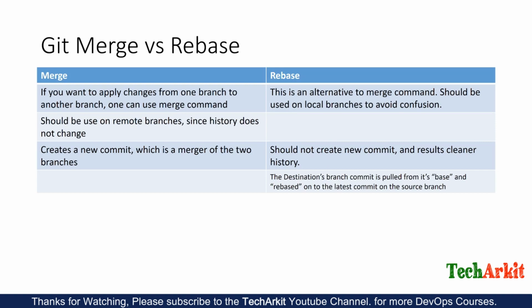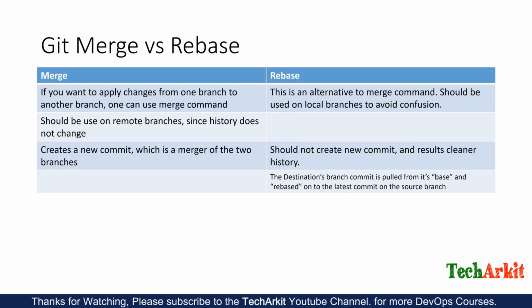So how can you use git merge? You can use the git merge command, like git merge, and provide the source branch. So it merges the source branch into the destination branch which you are currently in. Or you can provide the branch name so that it merges that information, right? In the rebase, the destination branch commits are pulled from its base and rebased on the latest commit on the source branch. So that's the meaning of rebasing.